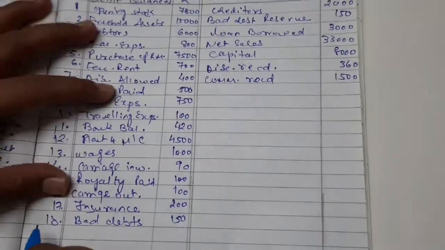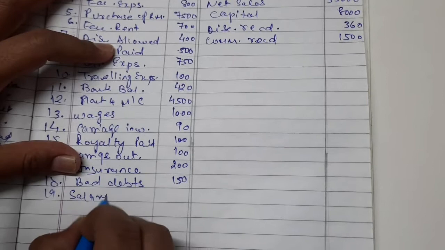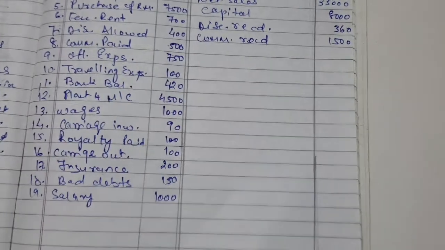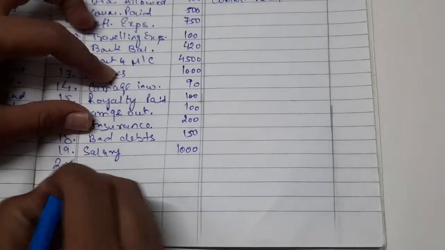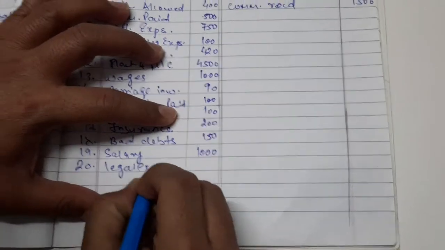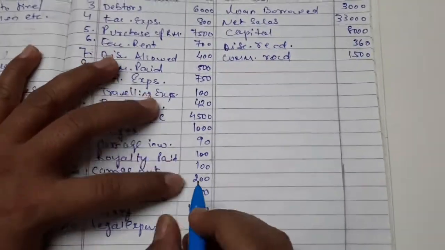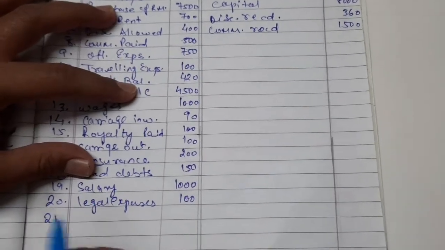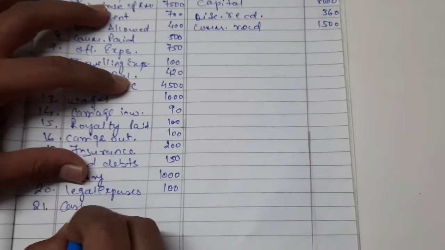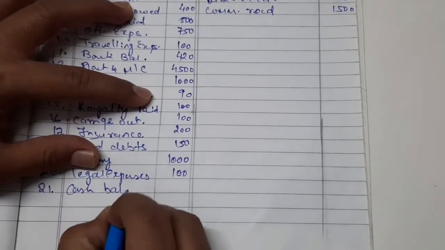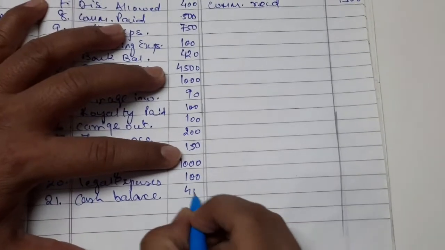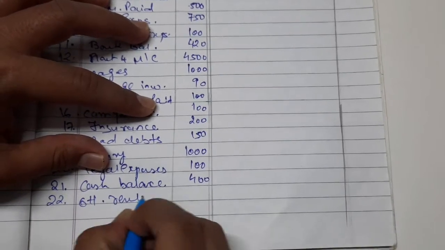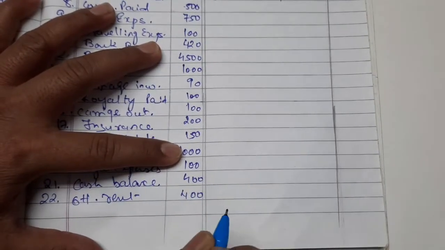Next is salary. Salary is an expense, and hence it will come under the debit balance column, and the amount is 1,000 rupees. Legal expense, once again expenses, so it will come under the expense column, and the amount is 100 rupees. Next is cash balance. Cash balance, as we have seen, is an asset, and an asset always has a debit balance, so it will always come in the debit balance column. It is 400 rupees. And the last one is office rent. Once again, it is an expense, so it will come on the expense side, 400 rupees.